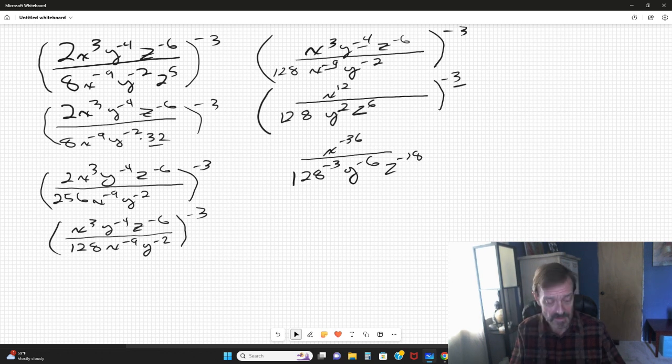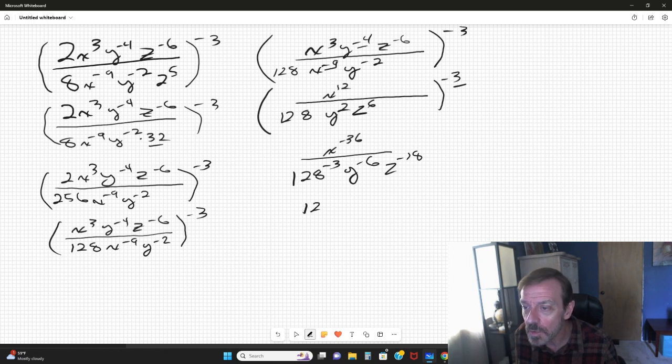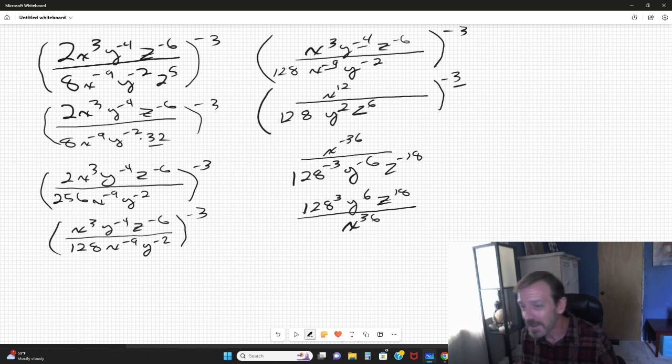Okay? Now all the hard work is done. We're just going to gussy it up a little and make everything positive. I don't like negative exponents. They just bug me. So this 128 to the -3 becomes 128 to the 3rd up top. Y to the -6th becomes y to the 6th. Z to the -18th becomes z to the 18th. And then I'm going to move this x to the -36 down below, x to the 36. And that's about as good as I think you're going to get it.